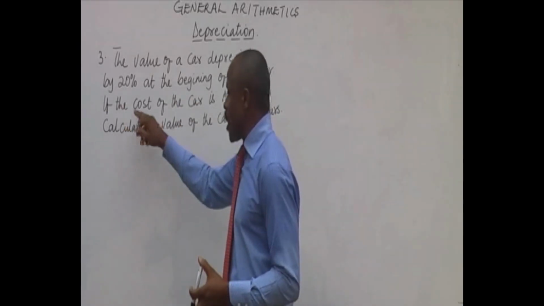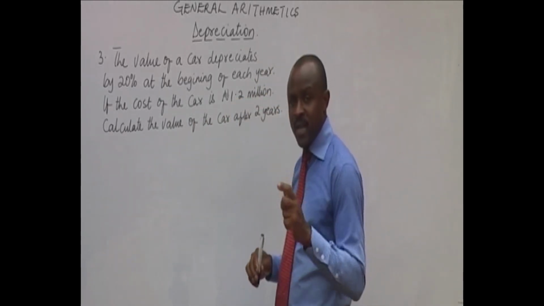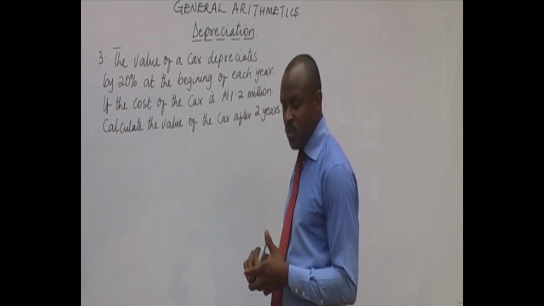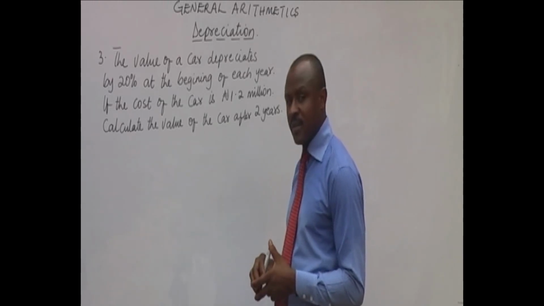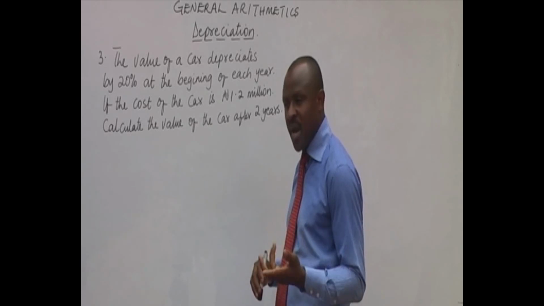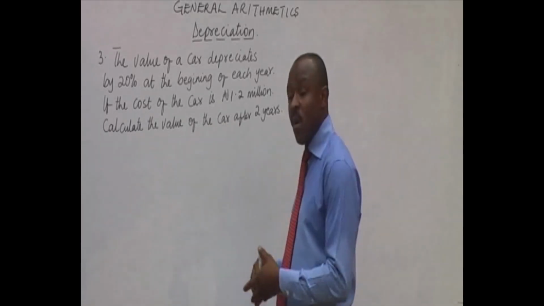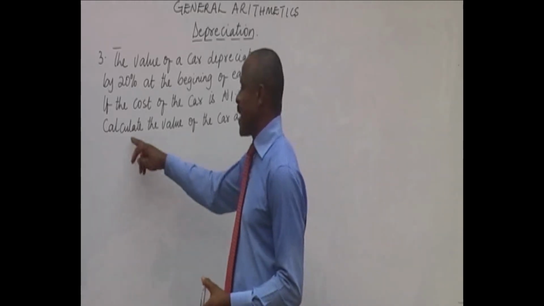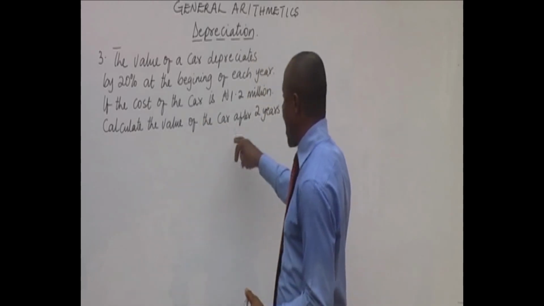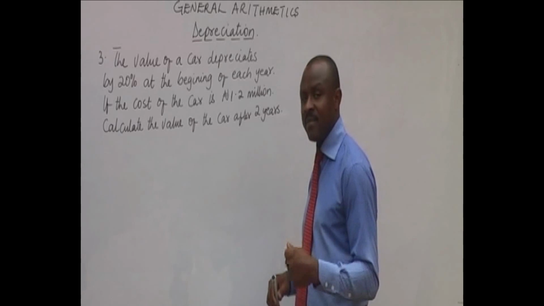So the question said, if the cost of the car is 1.2 million, that must be a Toyota Camry 2000 model, or 2001, 2002. That's what they sell, 1.2 million. We know the price. He said we should calculate the value of the car after 2 years.